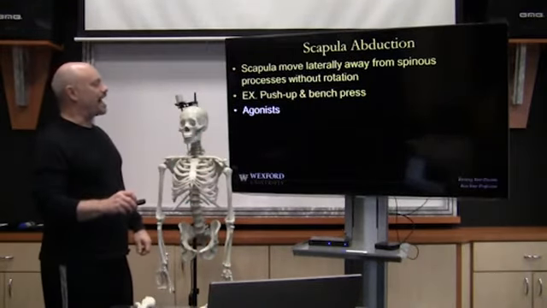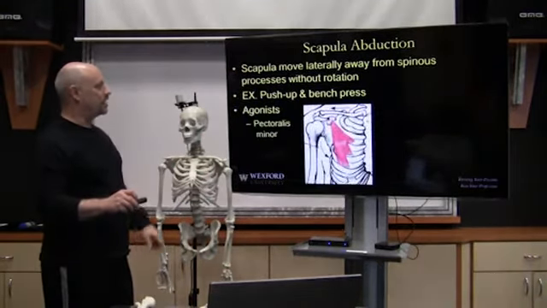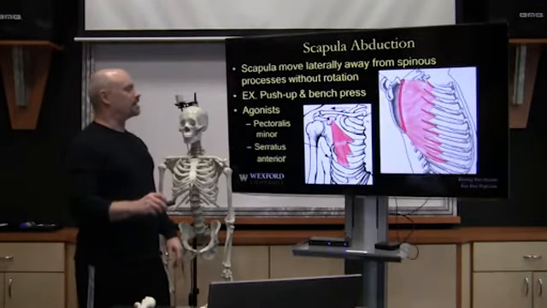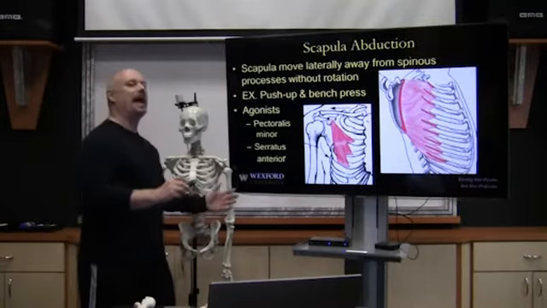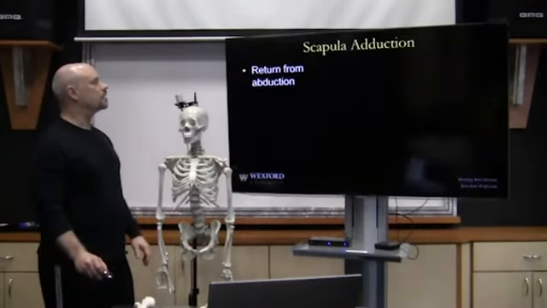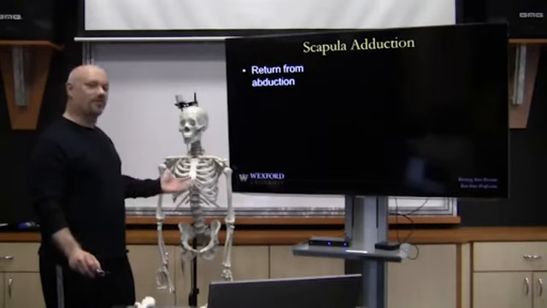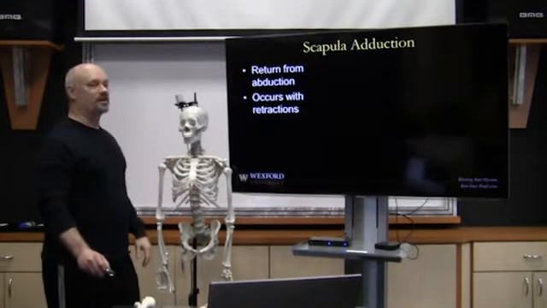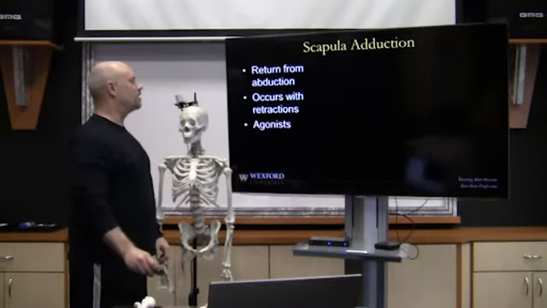Now, those are considered agonists as well. The agonists here are the pectoralis minor and the serratus anterior, because it causes abduction. Adduction is a return from abduction, of course, and occurs with retraction, or pulling the shoulder blade together.